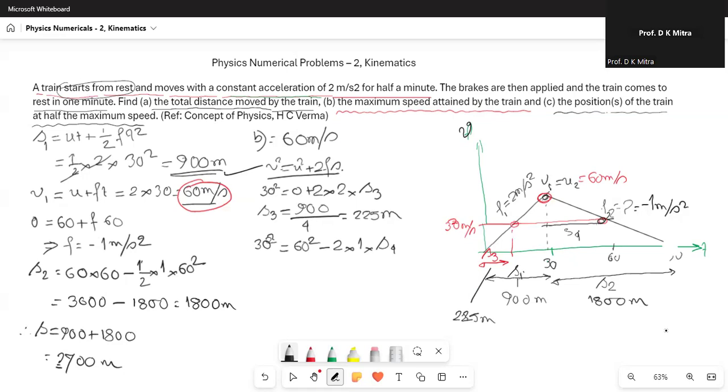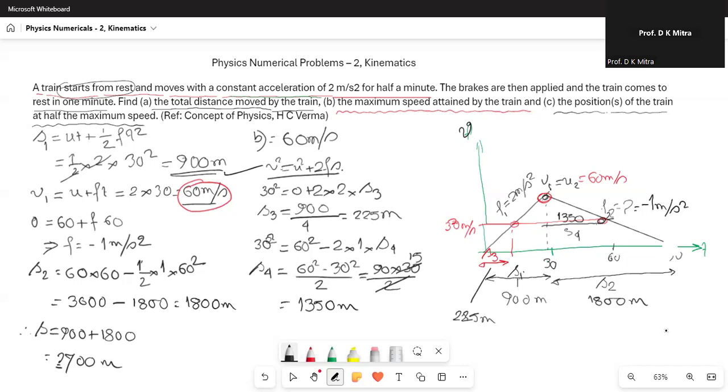Therefore, S4 is equal to 60 squared minus 30 squared, divided by 2. 60 squared minus 30 squared is 60 plus 30, which is 90, multiplied by 30, divided by 2. We have 15 here, so it is equal to 1350 meters. So this distance is 1350 meters.